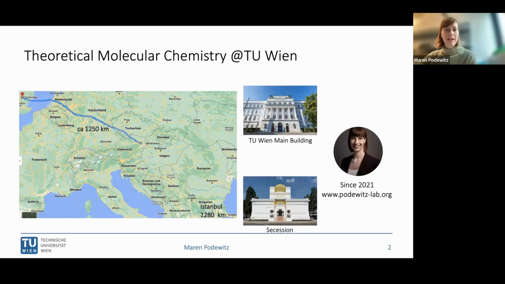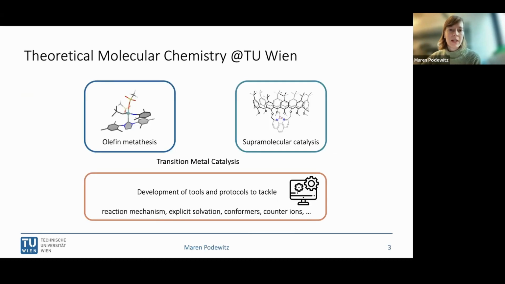What do we do in our lab? We're looking at transition metal catalysis, and we are looking at the chemistries of those molecules, and we are also developing tools and protocols to tackle reaction mechanisms, solvation, conformers, counter-ions, and so on. Today will be more of a technical talk, less on chemistry, although there will be a bit of chemistry, but I will focus more on the tools that I developed, or that we developed in our group.